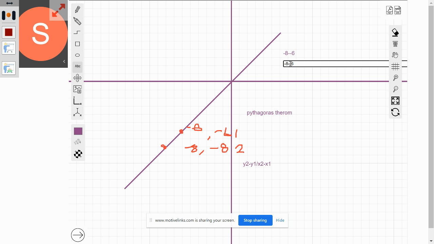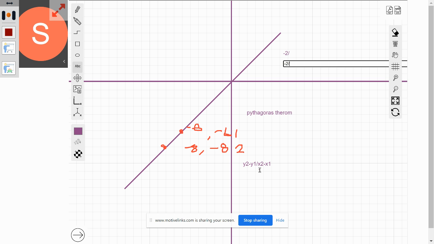So, we need to simplify this part. So, minus minus, that makes plus. So, -8 plus 6. So, we have -2 for the first part.